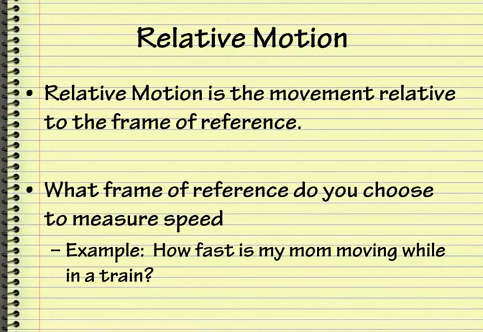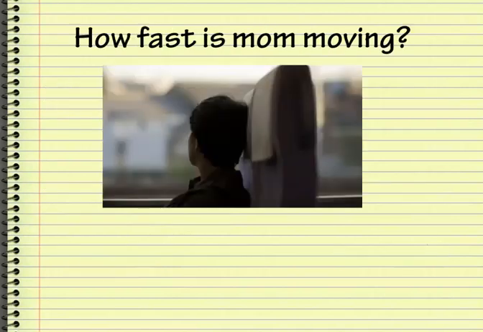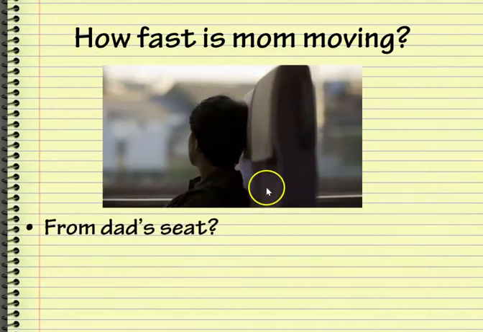So here's another example. How fast is my mom moving while she's on the train? Okay, so there she's seated. So if my dad was seated at the seat right next to her, how fast would she be going from his frame of reference? What would her relative motion be?